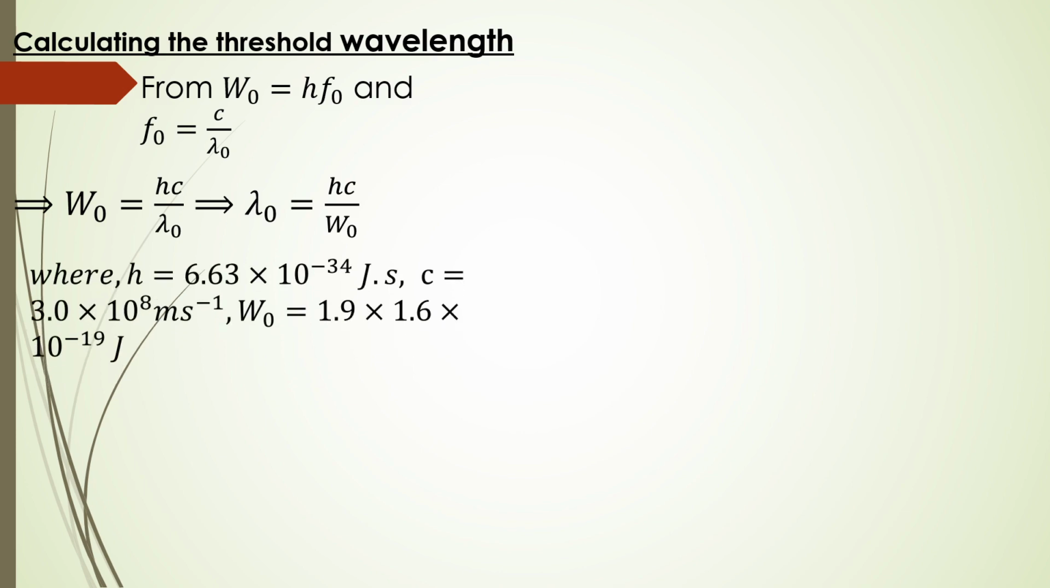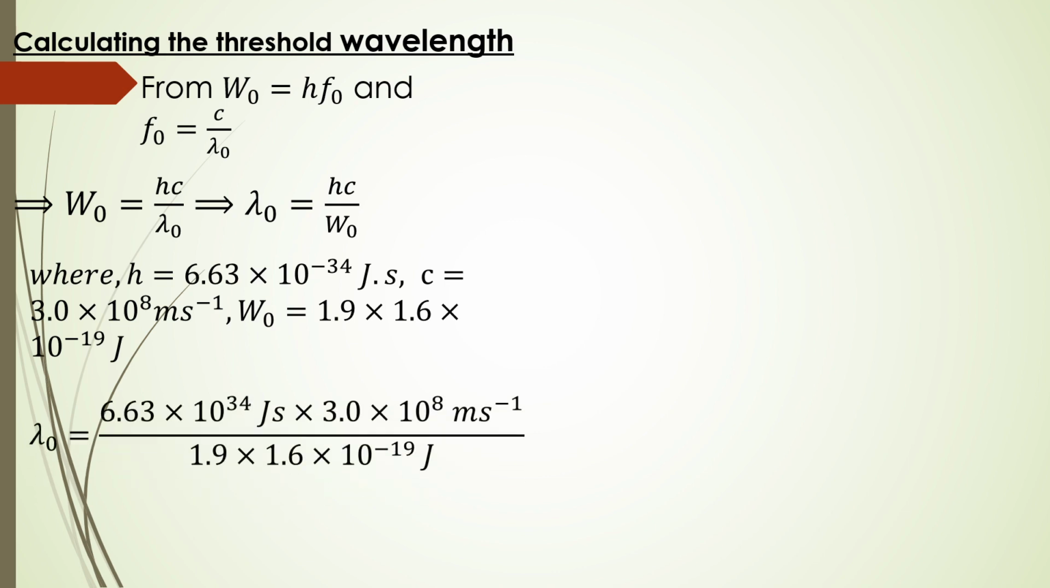H is simply the Planck constant, which has value 6.63 times 10 to the negative 34 joule seconds. C is the speed of light, and it has value 3.0 times 10 to the 8 meters per second. And W0 is given in the question, which is 1.9 electron volts. So 1 electron volt is 1.6 times 10 to the negative 19 joules. Multiplying it by 1.9, we have 1.9 times 1.6 times 10 to the negative 19 joules.